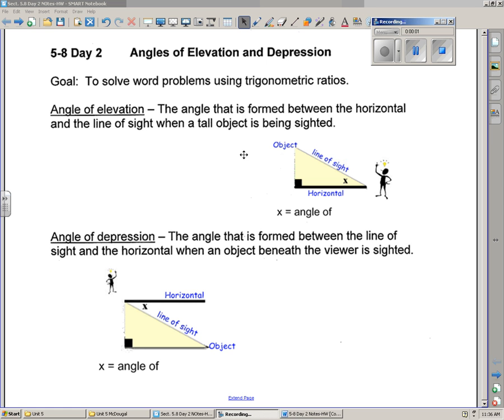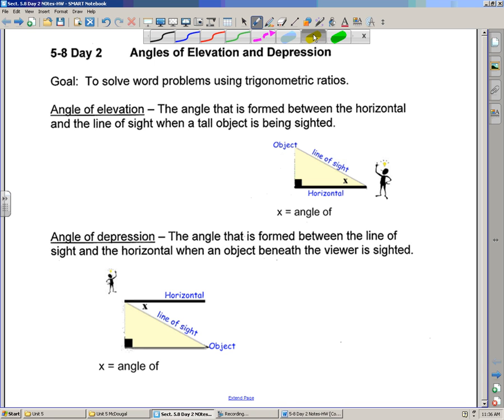So for today's lesson, we are still going to be drawing our own pictures, but we're going to be talking about things that are called angles of elevation and angles of depression. The angle of elevation is the angle formed between the horizontal sight line and your line of sight when a tall object is being sighted.